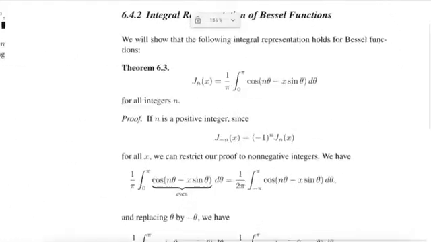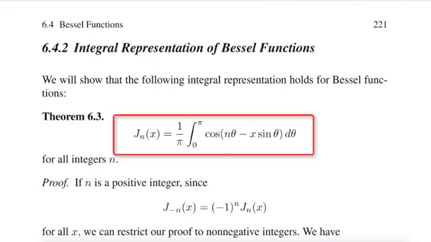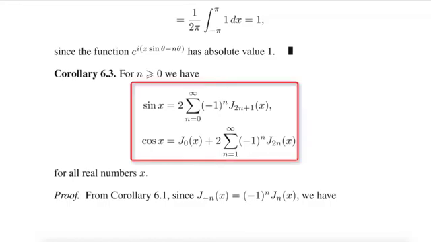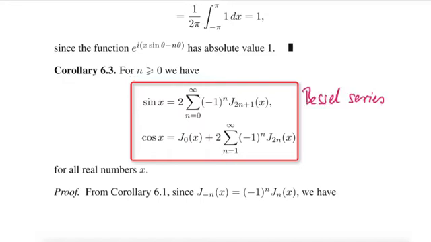How about integration? Integration also gives us a nice formula. Here, jn can be written as an integral. It can be written as 1 over pi, integral from 0 to pi, cosine of n theta minus x sine theta d theta. Another fun thing we can do is corollary 6.3, where we can actually write the sine and the cosine as Bessel series. These are called Bessel series because it's a series of Bessel functions. And it turns out the sine can be written as a series of the odd Bessel functions, whereas the cosine is a series of the even Bessel functions.